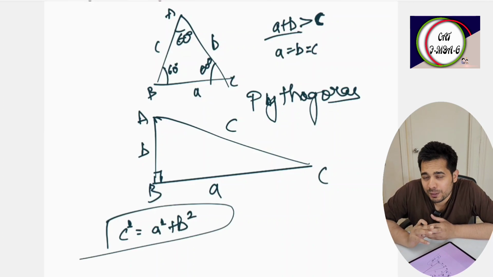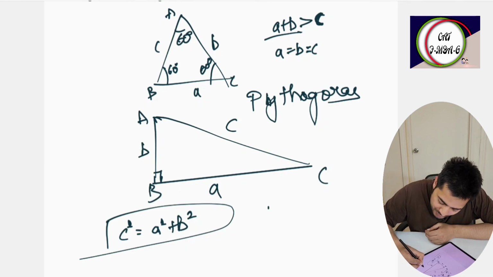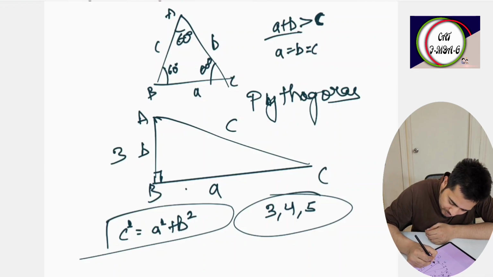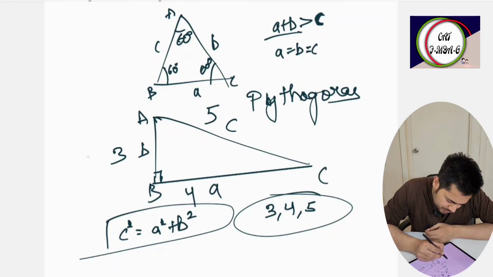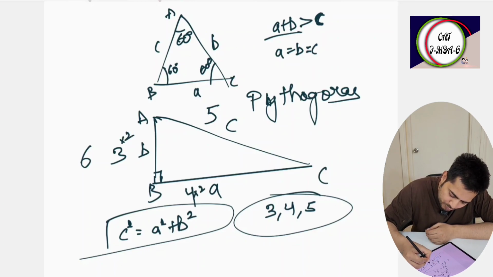But a very important part and a very important short trick which you can use in the CAT exam is the 3, 4, 5 triplet. This is a very famous Pythagorean triplet, 3, 4, 5. So if this is 3, this is 4, then the hypotenuse is going to be 5. If this is a multiple of 3, this is 6. So 3 into 2 is 6, 4 into 2 will be 8, and 5 into 2 will be 10.